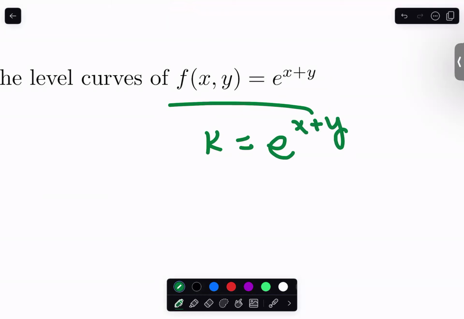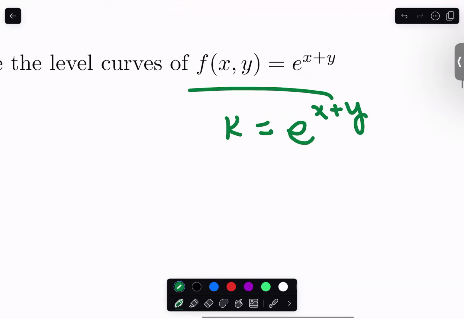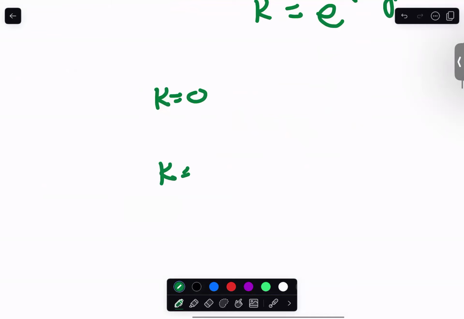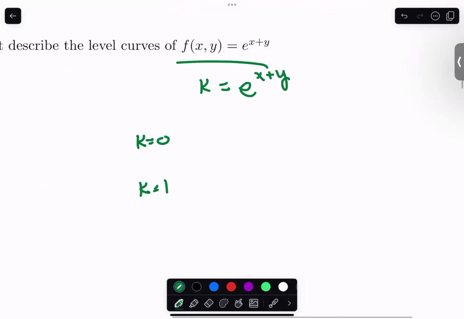I could plug in some specific ones. For instance, like the last time, when k equals 0 or k equals 1, maybe that should be enough to give us an idea of what the answer is in this case. So if I have 0 is equal to e to the x plus y, well, just like 2 raised to some power can never be 0, it can be very close to 0, but it has an asymptote at 0. That means that we're not going to get a picture here.